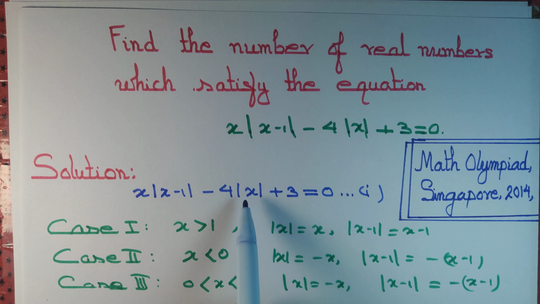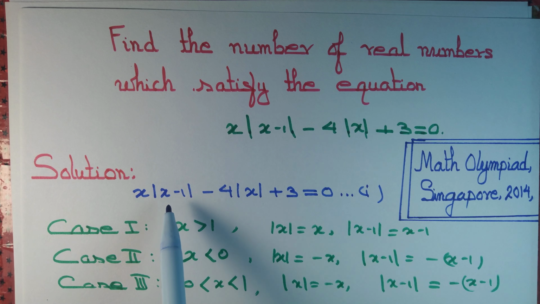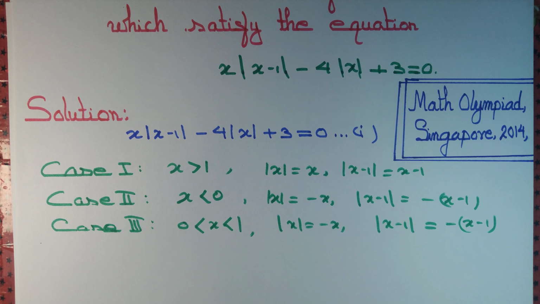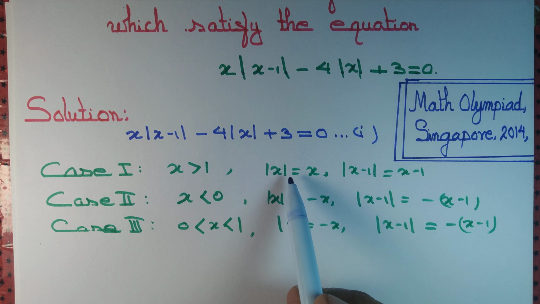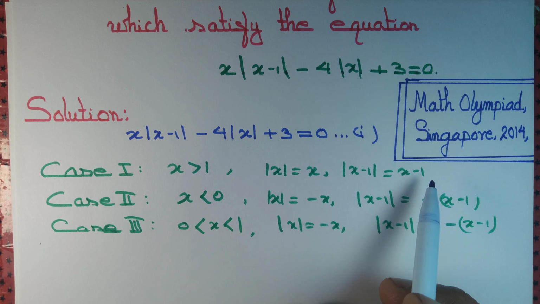Now you see that mod x is positive when x is greater than 0 and negative when x is less than 0. Similarly, mod of (x minus 1) is positive when x is greater than 1 and negative when x is less than 1. So we look at the following three cases. Case 1, x greater than 1. In that case, both mod x and mod of (x minus 1) remain positive.